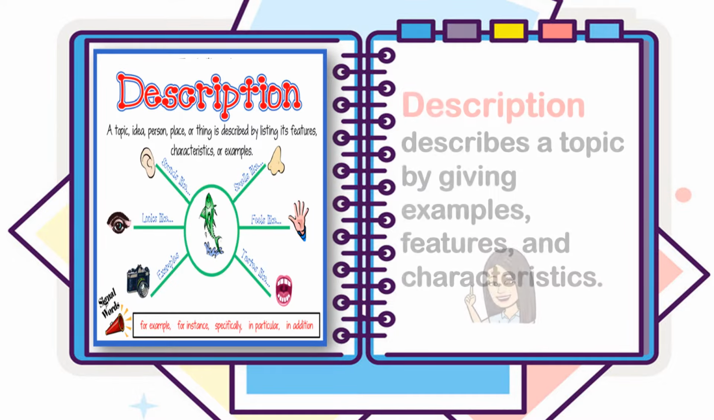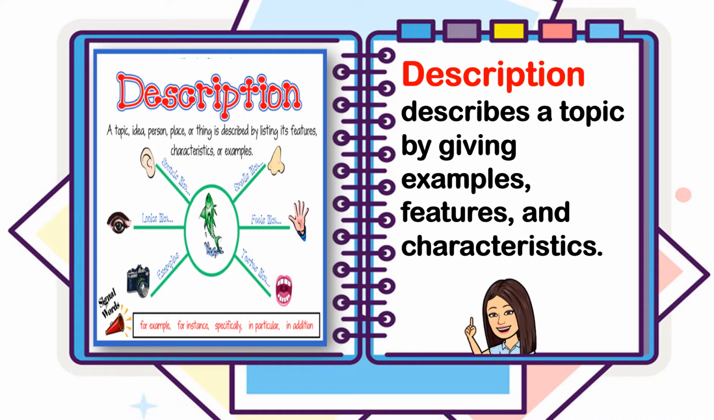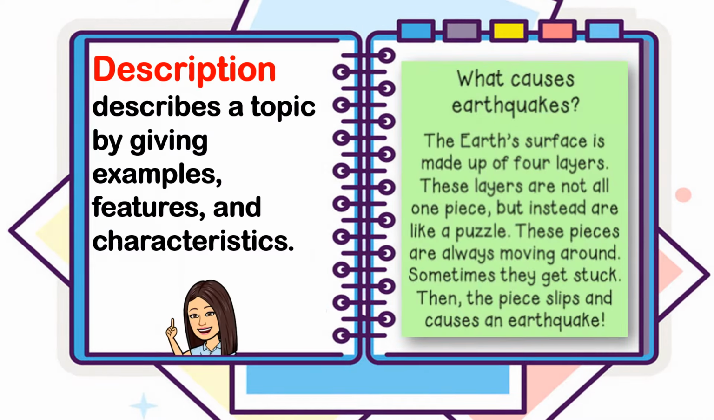Description. Description describes a topic by giving examples, features, and characteristics. These are the signal words that we use in description: for example, for instance, specifically, in particular, in addition. In this text, what causes earthquakes is an example of description.